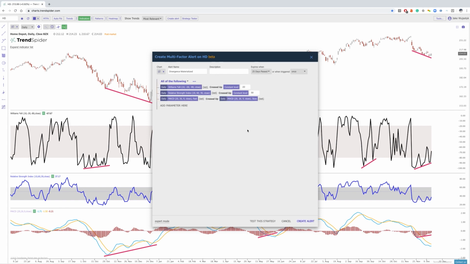So now, without having to do any coding, I can actually then go in and create an alert. Anytime these conditions become true, the system will let me know that it's time to maybe start looking at the chart in a little more depth.